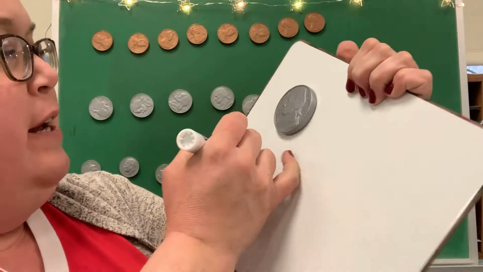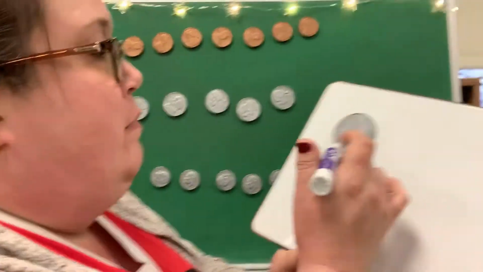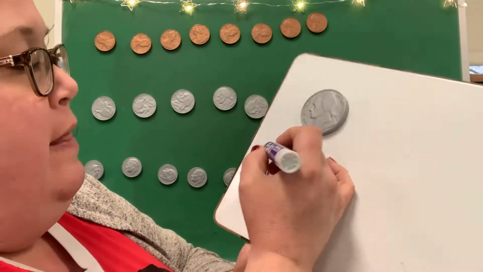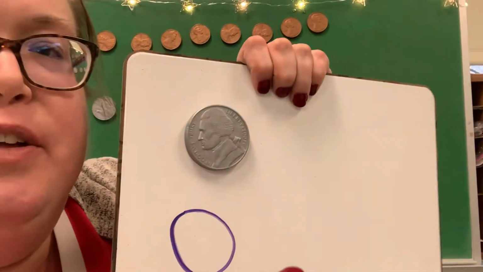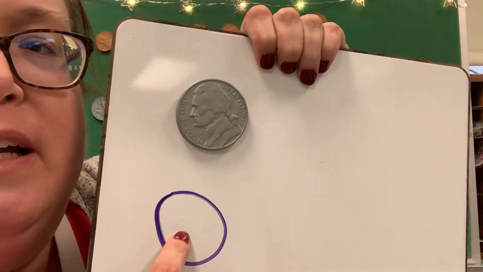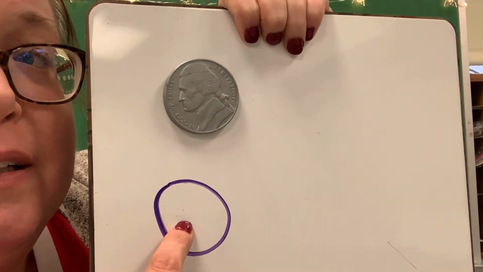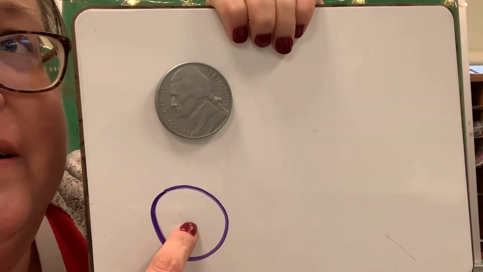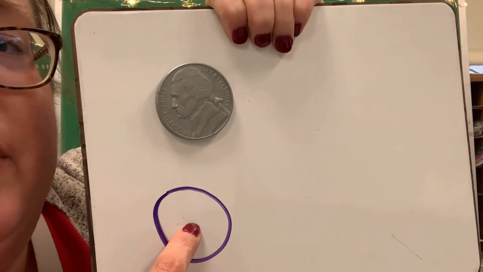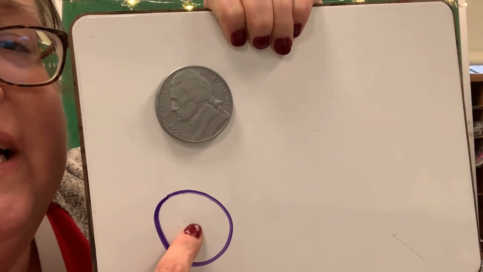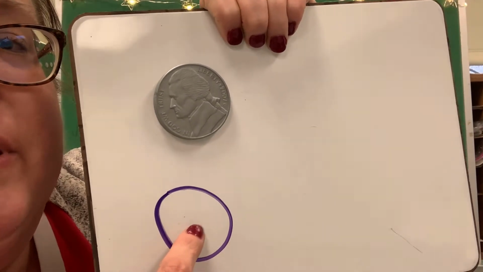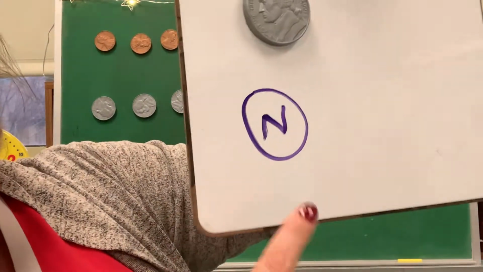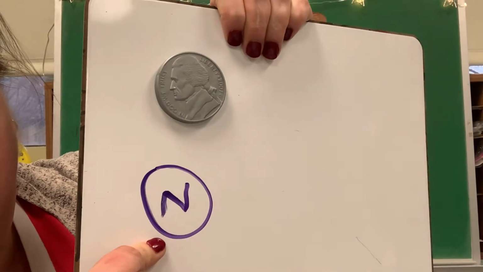Now, if I were to draw a nickel, much like the penny, I'm going to do a circle. And then I'm going to draw, what letter do you think I'm going to draw in the middle there to represent a nickel? Not a P, that was for a penny. If we put a P for a penny, we're going to put an N for a nickel. N, yes, good. N for nickel. So that would be how I would draw a nickel.